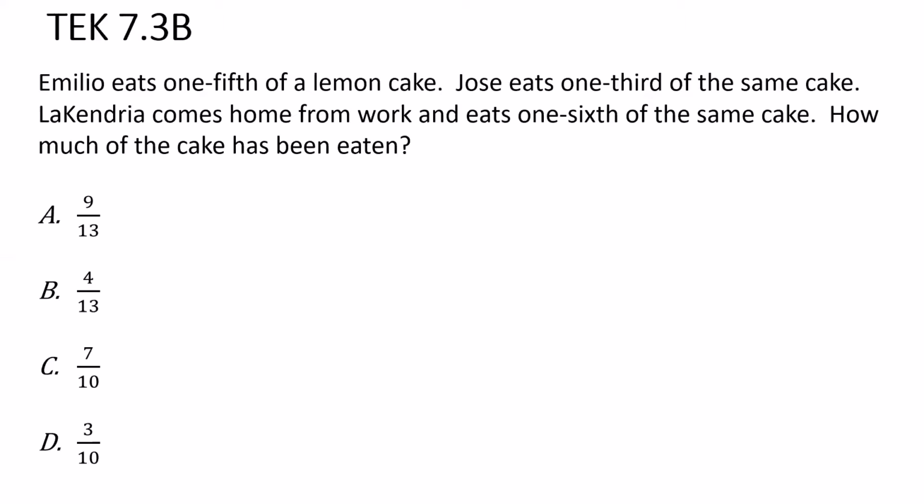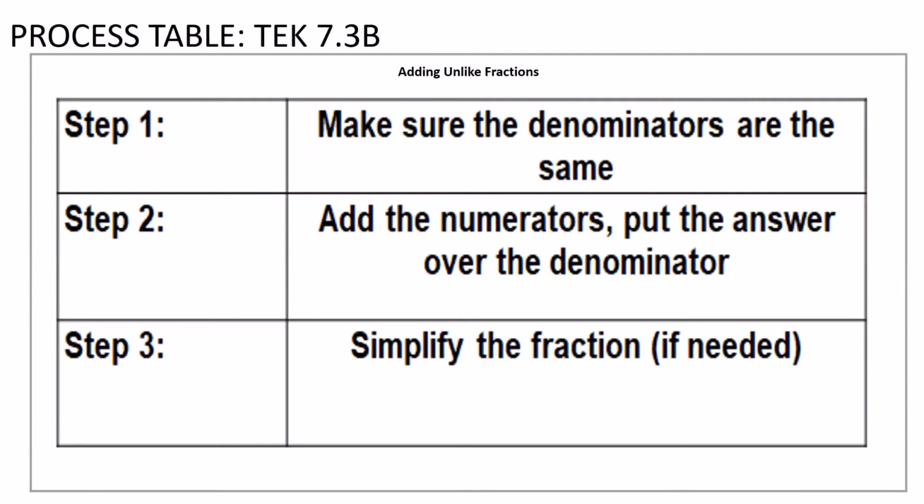Let's dive into it to see how much cake will be left over. The first thing we have to understand is that we're adding unlike fractions. Step one, make sure that the denominators are the same. Then we add the numerators and put the answer over the denominator. Then, if we have to, we simplify the fraction. Let's see what we get.